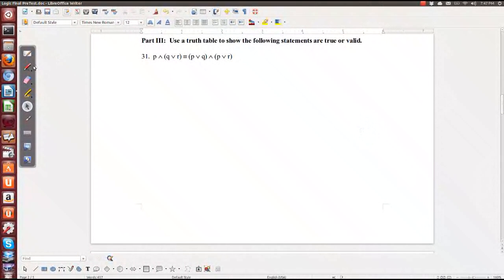Here's our first of a truth table. I want to prove the statements are logically equivalent, which means I want to prove that the left side has identical truth outcome to the right side. So I need to do a truth table for both of these expressions and show that I do get identical truth outcomes. So I have 3 statements, P, Q, and R.